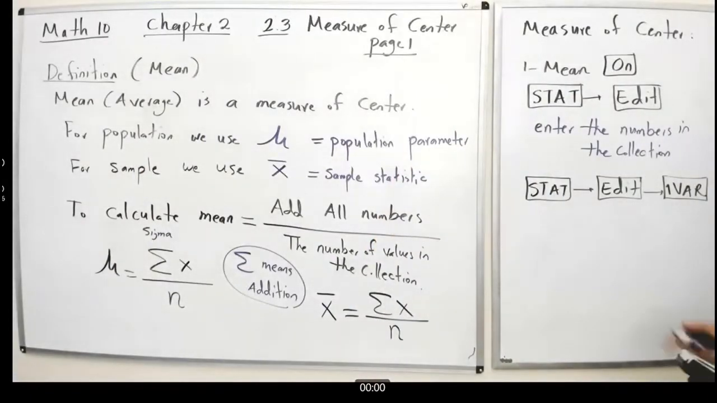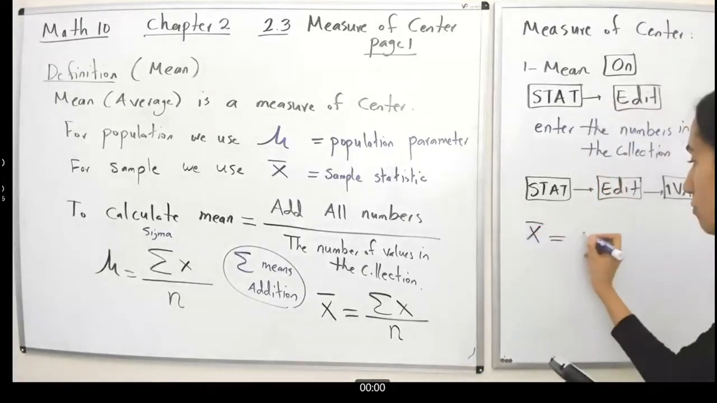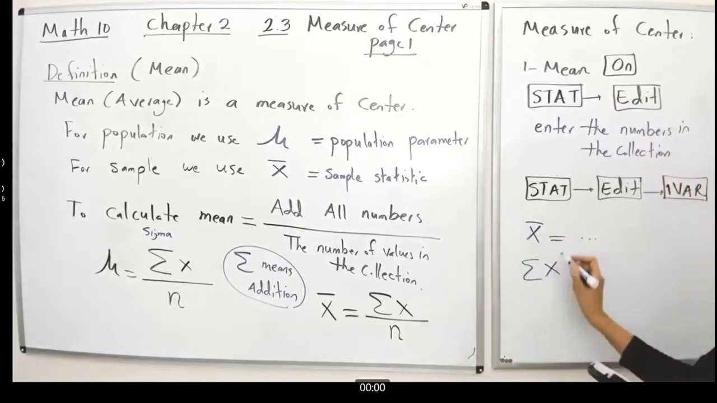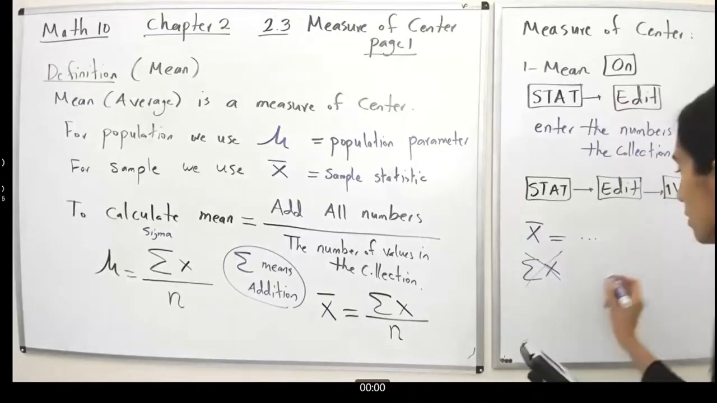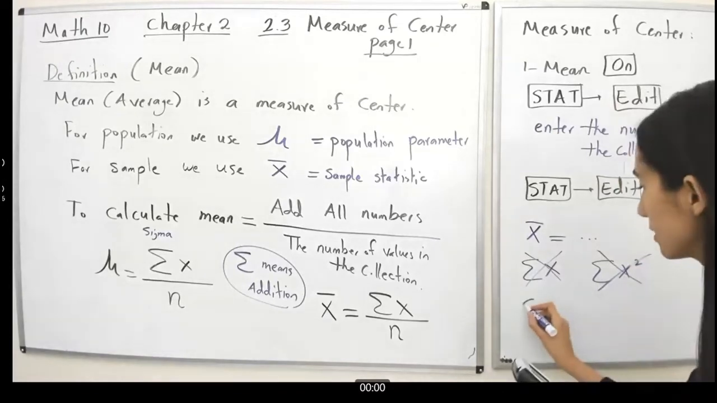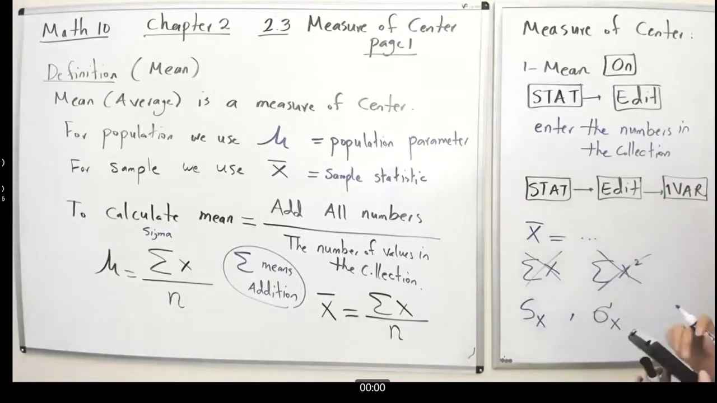Then you see x bar equals to, you see sigma x. We don't need sigma x. We don't care about this. Then you see sigma x squared. We don't need this information. You see s of x. We're going to talk about this later. And then you're going to see sigma sub x, and n. If you click on the arrows, you can see the rest of the information in your calculator.